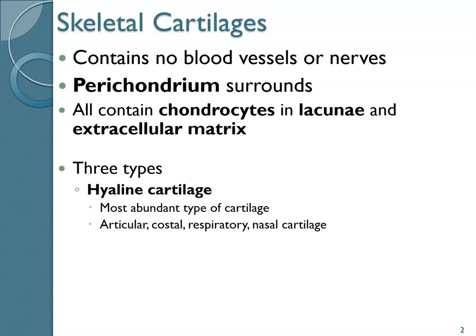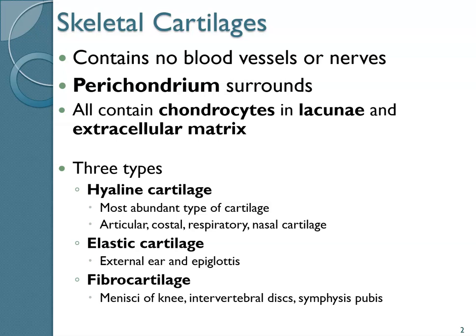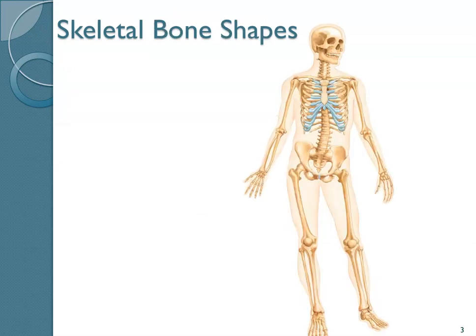So we have three types: the hyaline, which is the most abundant and found in most places, with the exception of where the elastic and fibrocartilages are found. Elastic is found in the external ear, the ear pinna, and the epiglottis, while the fibrocartilage is found in 3 places: the meniscus, or menisci plural, of the knee; the intervertebral discs, that's between our vertebral bodies; and the pubic symphysis, or symphysis pubis, between the pubic bones.